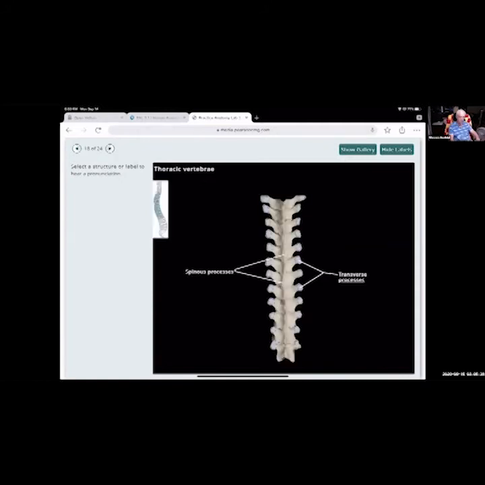Okay, again, transverse processes point lateral. Spinous processes always point posterior.